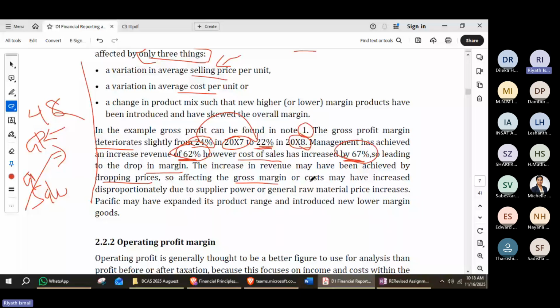Or cost may have increased disproportionately due to supplier power or general raw material price increases. So Pacific may have expanded its product range and introduced new lower margin products. So these could be the reasons. But you have to analyze like that.